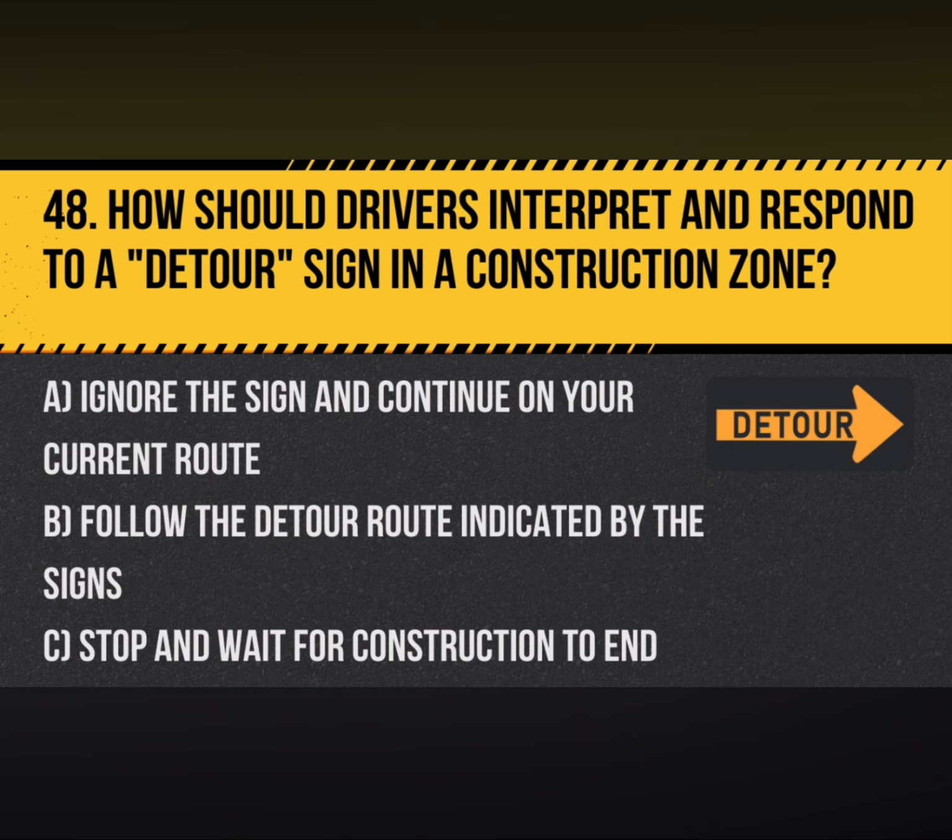Question 48. How should drivers interpret and respond to a detour sign in a construction zone? A. Ignore the sign and continue on your current route. B. Follow the detour route indicated by the signs. C. Stop and wait for construction to end.